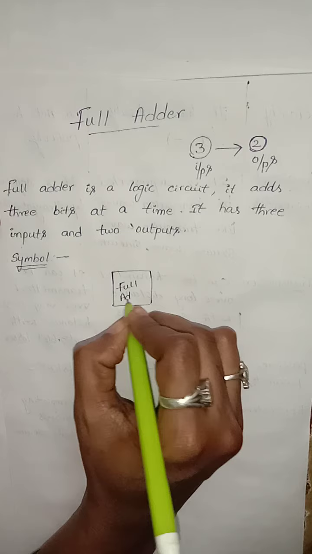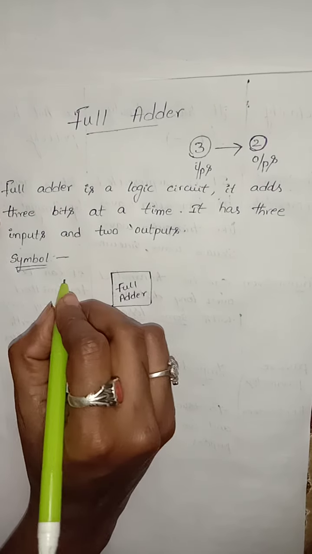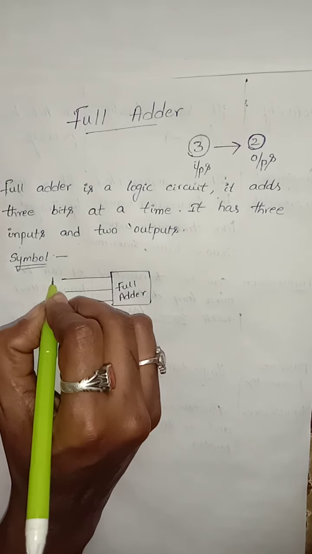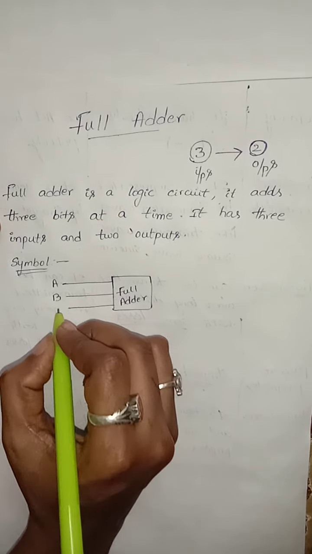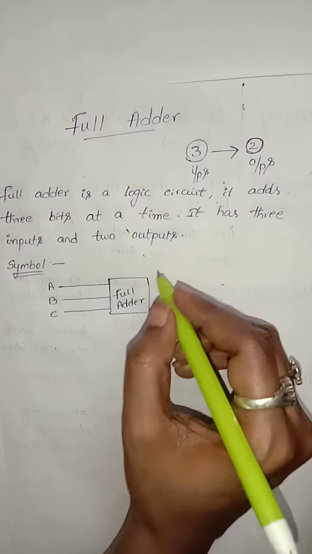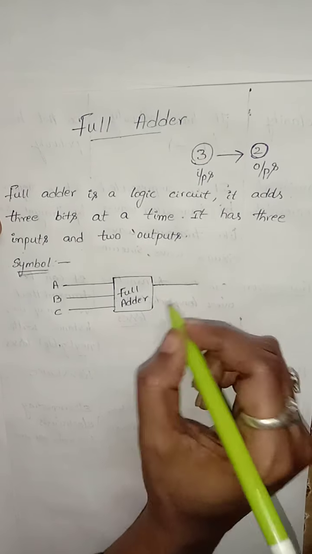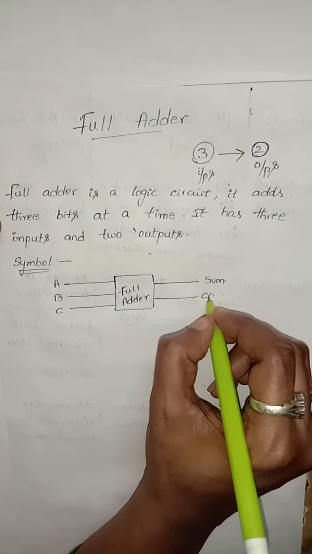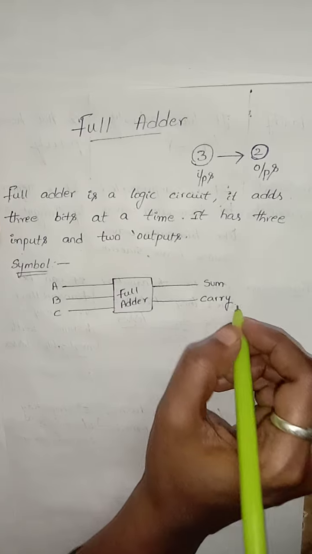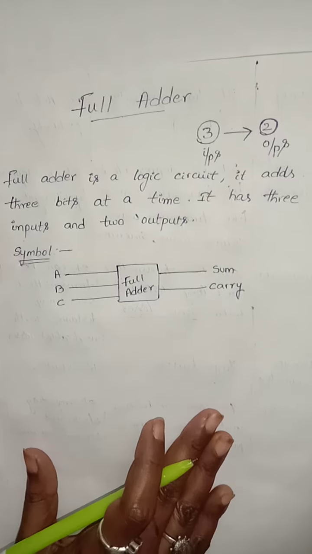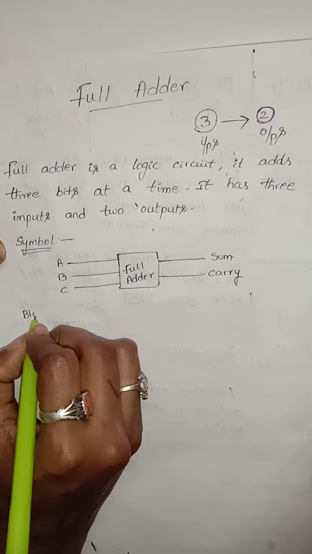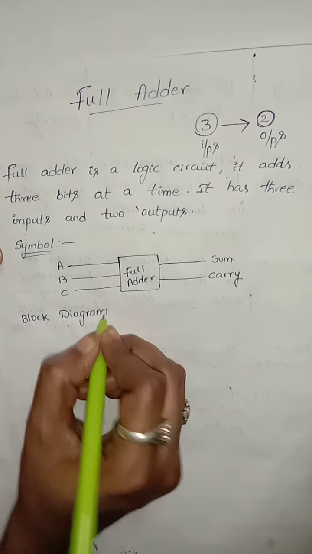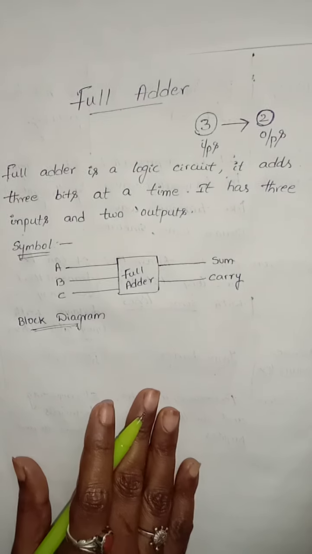Full adder. How many inputs does it consist of? 3 inputs named as A, B, C. It gives 2 outputs. One is sum and another one is carry. Next, the block diagram of full adder by using half adder.